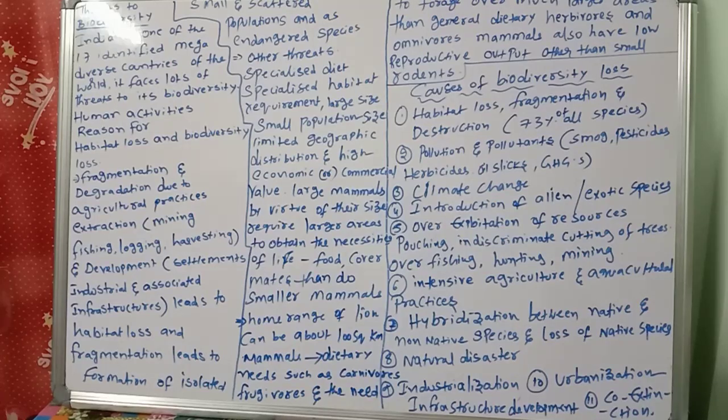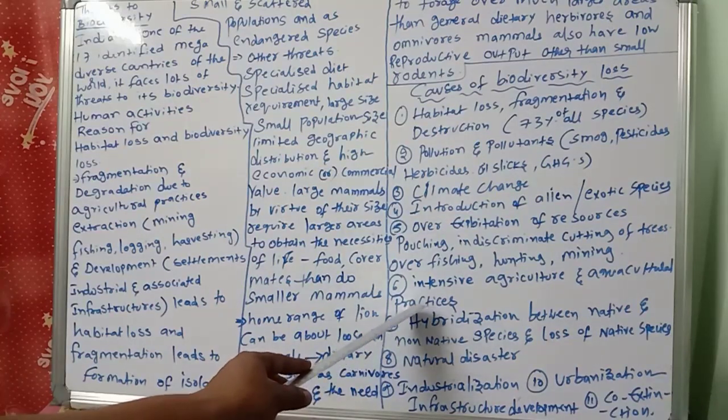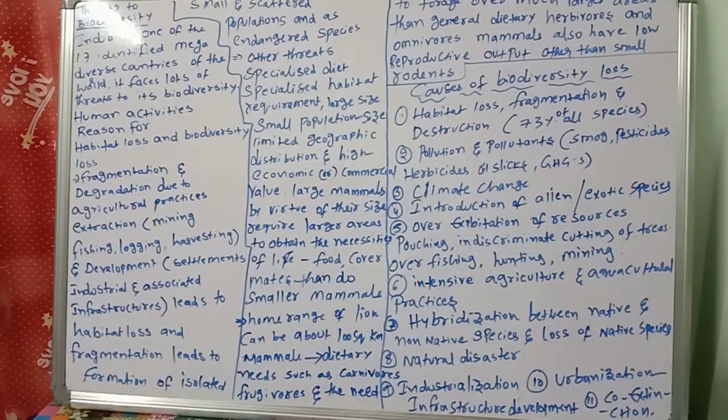Next, intensive agriculture and aquacultural practices. Intensive means, you know very well, the general agriculture process. Aquacultural practices means, you know very well, the water related practices. Intensive means technology. We are using technology in agriculture and aquaculture practices. These all are affecting the biodiversity.